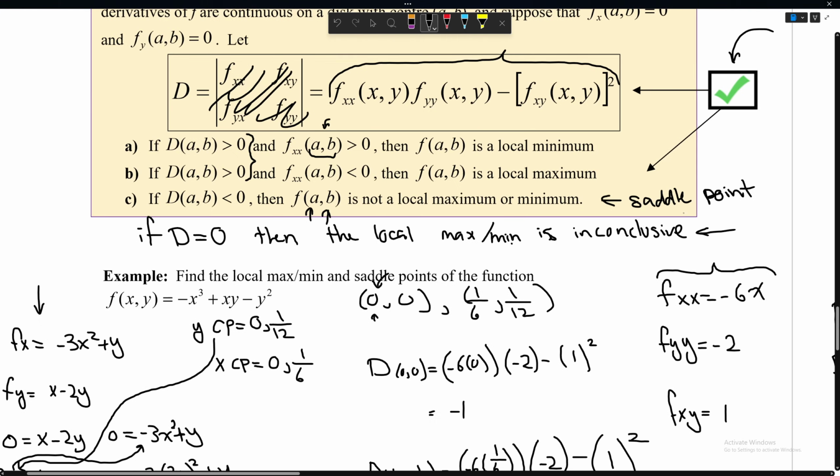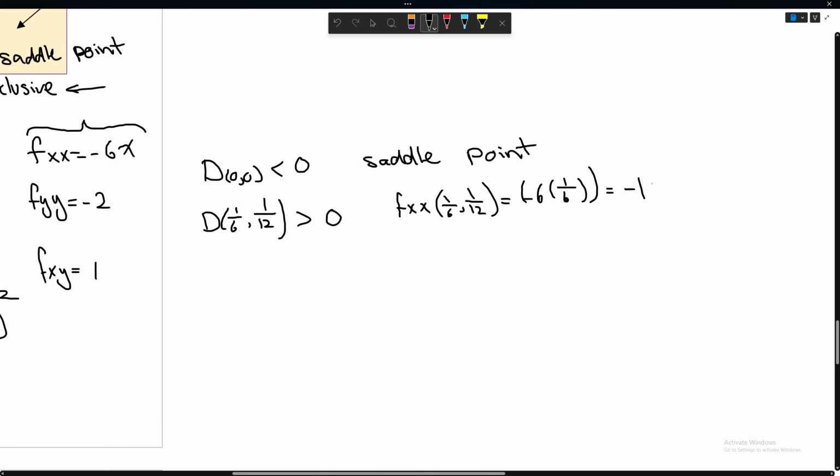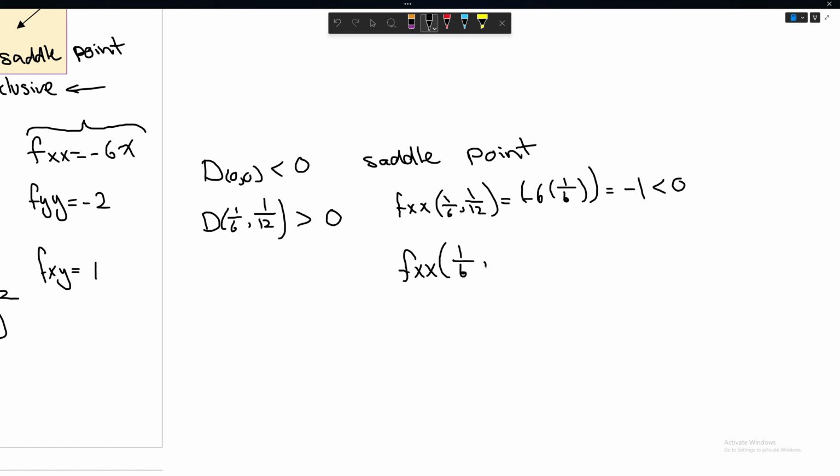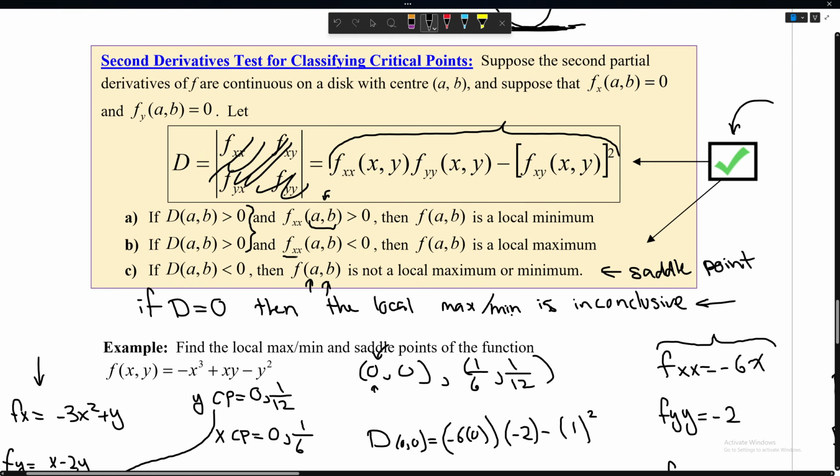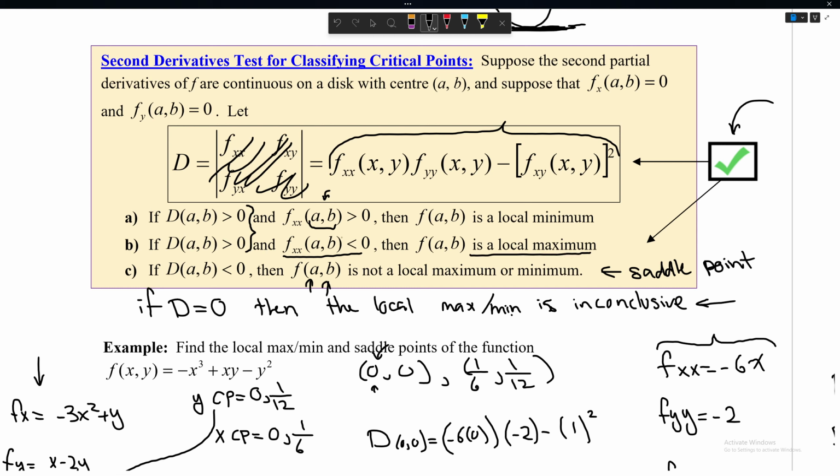Right? So if we go up here, actually we'll come back here. My negative 1 is lower than 0, which means my fxx at 1/6, comma 1/12 is lower than 0. If we go here, fxx lower than 0 is a local max. Yeah, pay attention. If it's lower than 0, it's a local max. I know it's like meant to be, oh, if it's bigger than 0, that must be a max. It's bigger, but it's actually the opposite. If it's bigger than 0, it's a minimum. If it's lower than 0, it's a maximum.